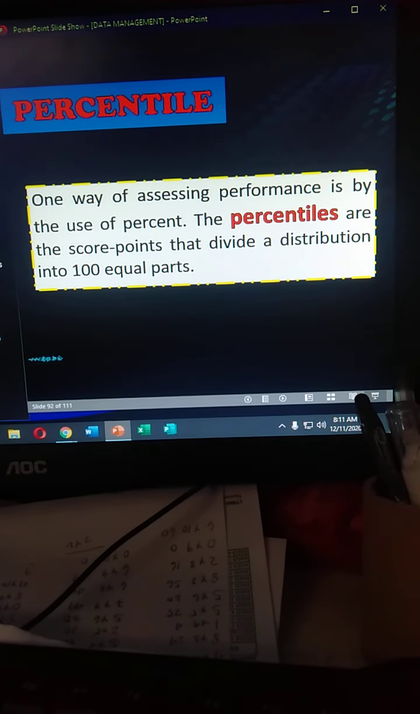Okay, so let's start with percentile. When we see percentile, one way of assessing performance is by the use of percent. Tama nga naman. The percentiles are the score points that divide a distribution into 100 equal parts. So, dito tayo, ungroup muna tayo itong mga first na puro ungroup, and then mamaya mag-group tayo. So, dinidivide nito yung scores into 100 equal parts.